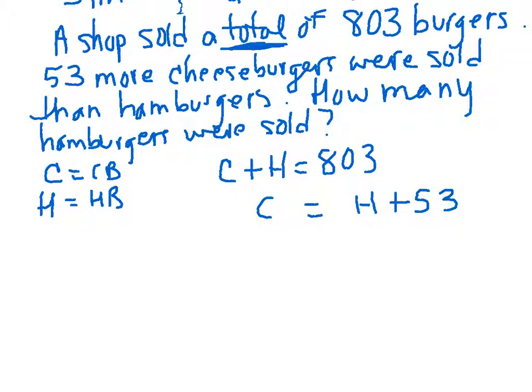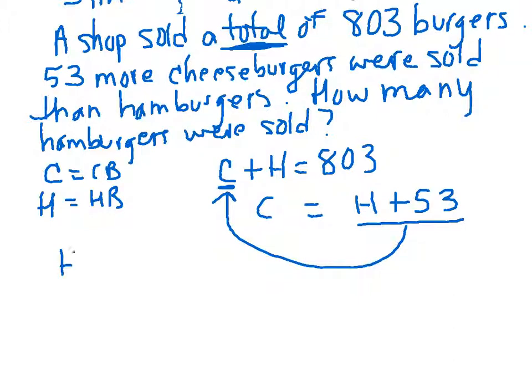Totally. Alright, so for C, which is here, we have H plus 53. So we're going to take out that C and put in H plus 53. Why do we want to do that? Because then we'll have an equation with only H's in it, and having one variable to deal with instead of two is going to help us use our algebra skills to solve it.